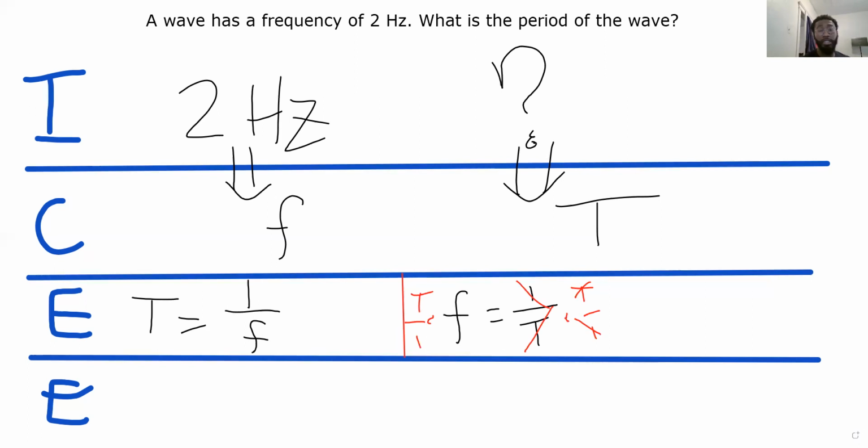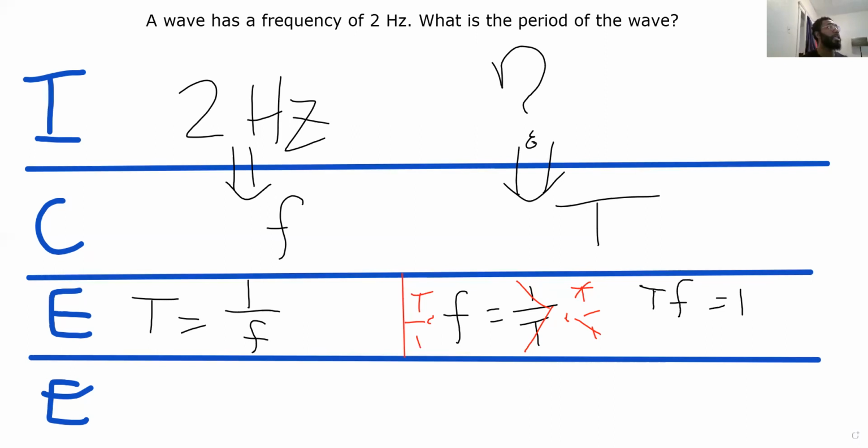Now, t is still connected to f, but at least it's in the numerator. So we're a step closer. So we have t times f, right? It's all divided by 1. But remember, when anything's divided by 1, you can ignore the 1. T divided by 1 is just t. Okay? So we've got t times f equals 1, right? Because again, everything got canceled out on this side, and we were just left with 1 divided by 1, 1, right? All right. So t times f equals 1.